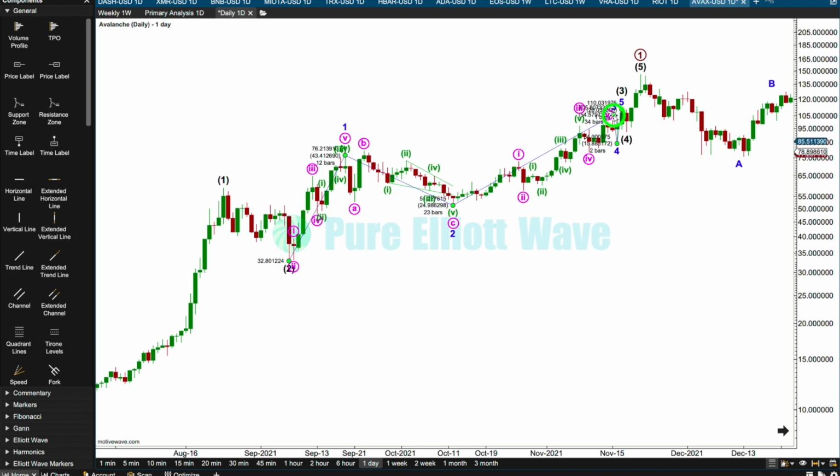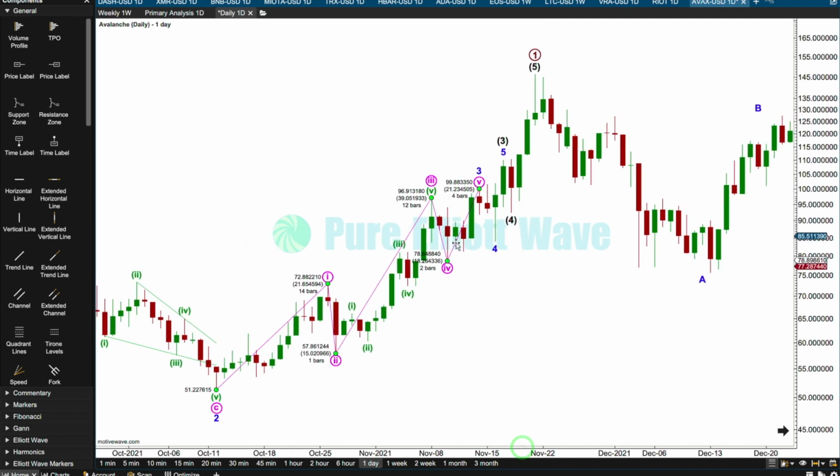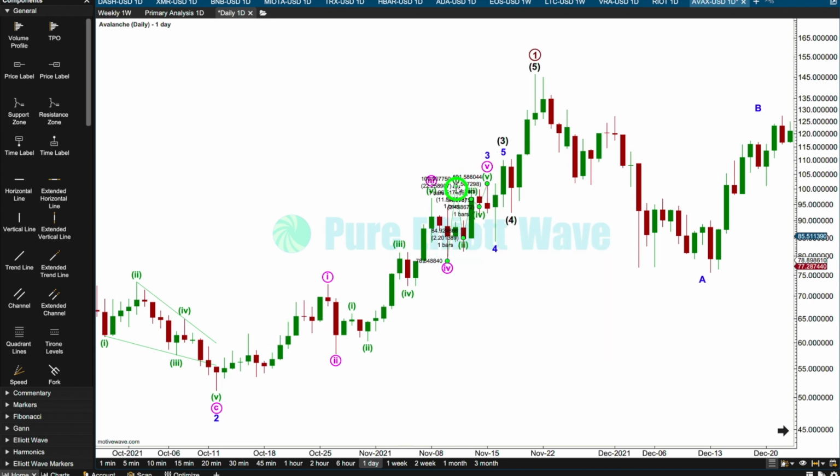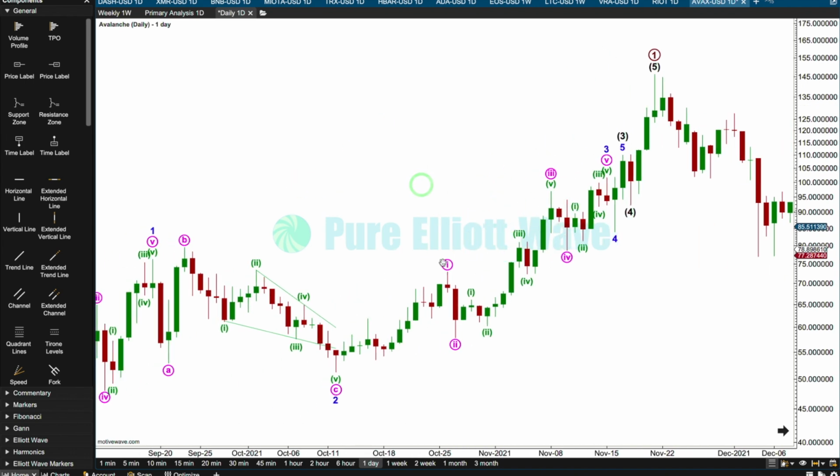Oh, and I'm going to put 3 here. I can see a nice little impulse for 5. So we put 3 here. Nice. And 1, is there an overlap here? No, there isn't. Great.